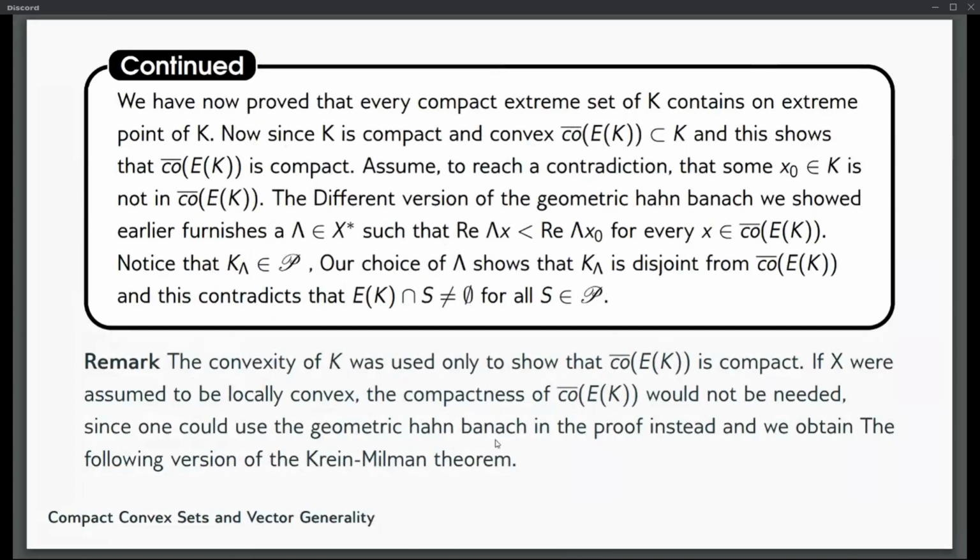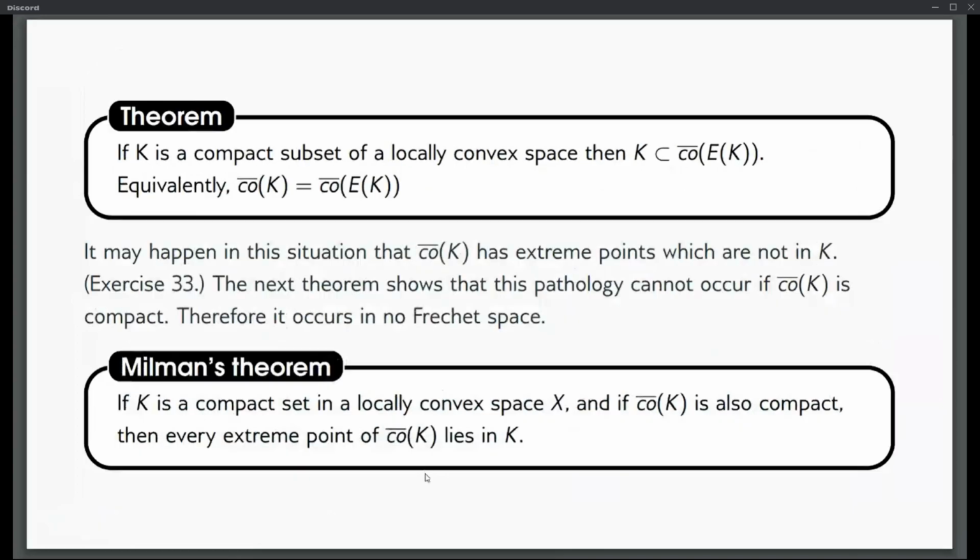And we can use the geometrical Hahn-Banach itself in the proof instead of this, and we obtain the following version, which is that if K is a compact subset of a locally convex space, and most spaces we'll work with will be locally convex, then K is going to be a subset of the closed convex hull of its extreme points, which means that the closed convex hull of K itself is going to be equal to the closed convex hull of the set of extreme points. In this situation, this means that the closed convex hull of K may have extreme points that are not in K. This was exercise 33, I believe, which is the last one.